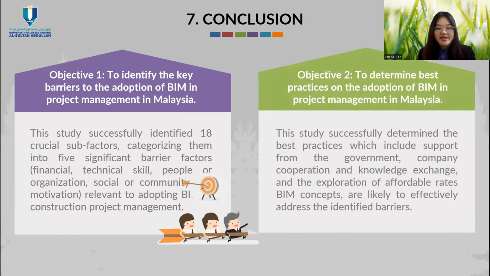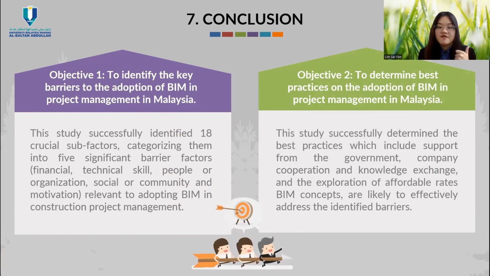In conclusion, the two objectives, to identify key barriers and determine best practices for BIM adoption in project management in Malaysia, have been successfully achieved. For Objective 1, 18 crucial subfactors are categorized into 5 significant barrier factors. In Objective 2, the best practices such as government support, company cooperation, knowledge exchange, and exploring cost-effective BIM concepts are identified as effective solutions for addressing the identified barriers.